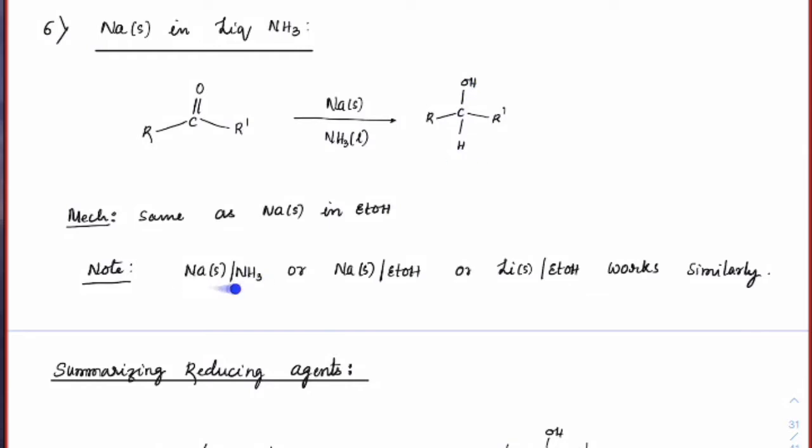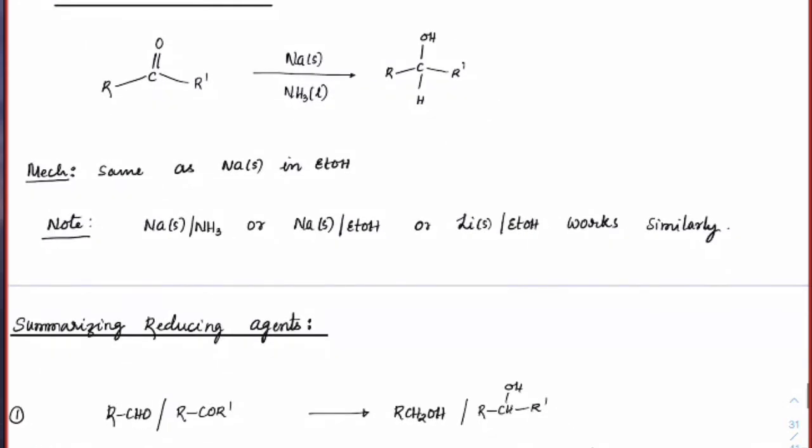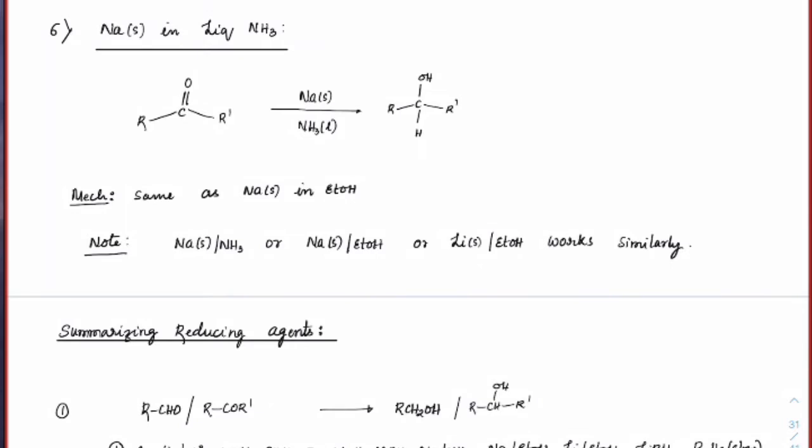So sodium in liquid ammonia, sodium in ethanol, or lithium in ethanol, all of them work in a similar way. So whichever reagent is given, make sure you do the reduction of aldehydes or ketones.